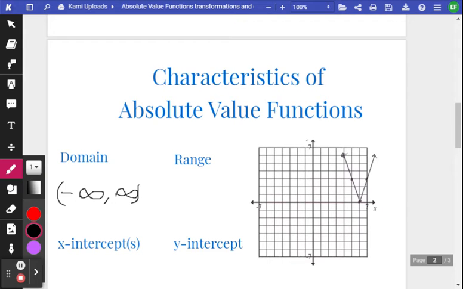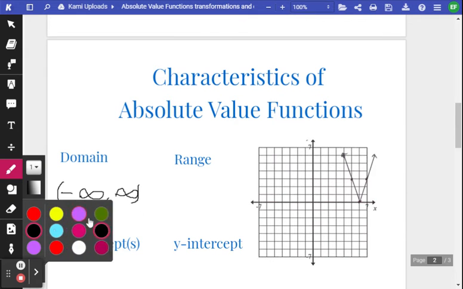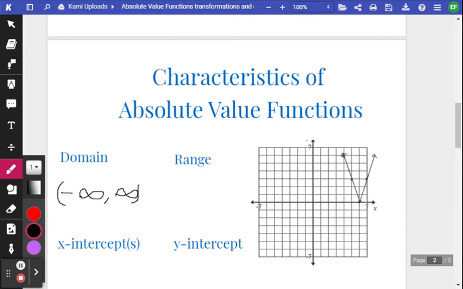Now the range. Range is going to speak to the y values. So for our y values, we need to look at the lowest value and the highest value on our graph. The lowest value here is at y equals 0. So we're going to start off with a 0, and that 0 is an included value. It's a coordinate that matches specifically on our graph, so we're going to put a square bracket around that.